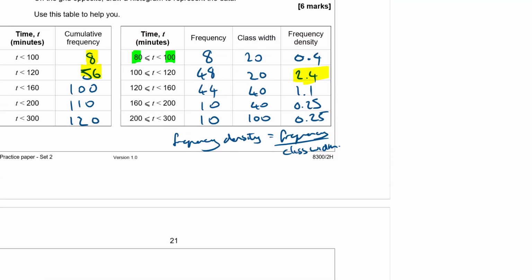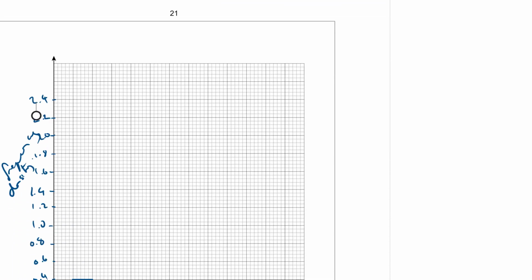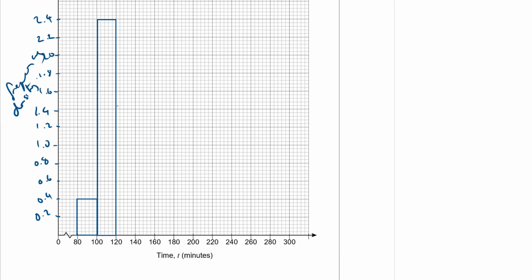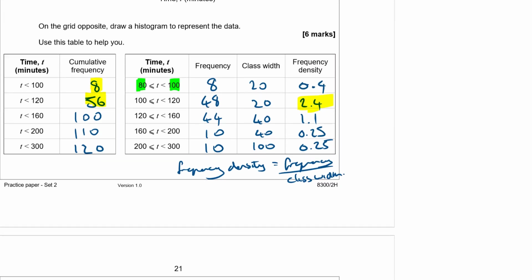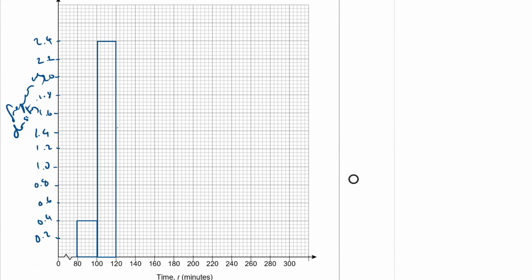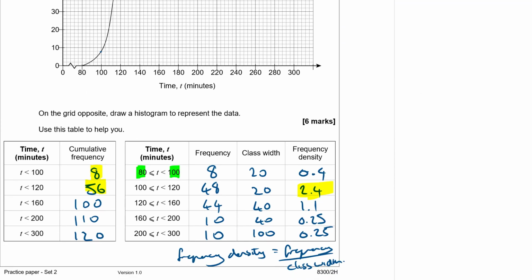Okay, now the second bar goes from 100 to 120 and has a height of 2.4. Now the next bar goes from 120 to 160 with a height of 1.1. Notice that one is a bit wider than the other two because it represents a wider class width. The next one is running from 160 to 200, has a height of 0.25.